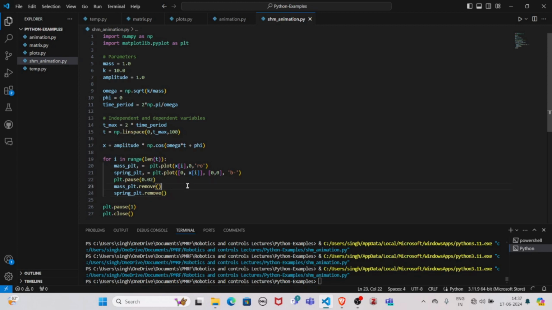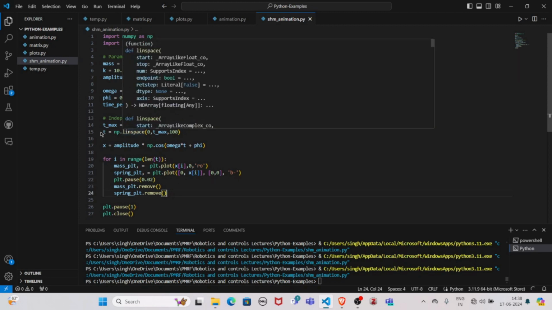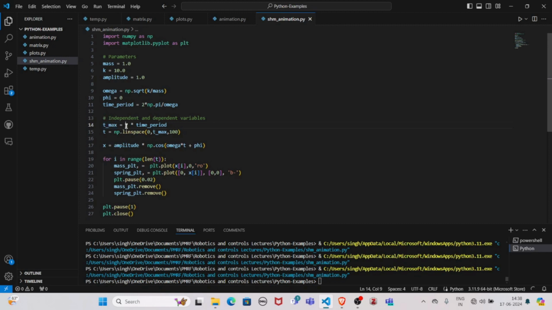Okay, so it plotted for some time. Let's increase the time period for some time. Let's say 5 time periods, and then we'll see.